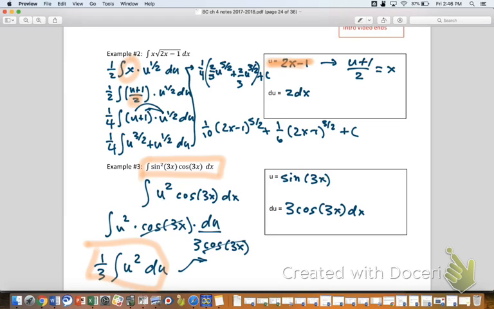So then here, just use a simple power rule. You get 1/9 u cubed plus c. And you get up here 1/9 sine of 3x quantity cubed plus c. Should be able to differentiate it to check it. I think it would work out nicely. Okay. Any questions at all?